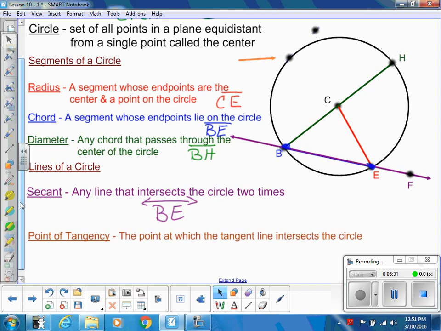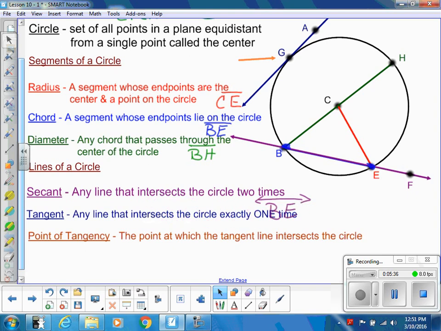The other type of line we have is a tangent line. A tangent line is any line that hits the circle exactly one time. For example, look at the line AG that popped up. It's basically like if you took a spaghetti noodle before you cook it and laid it on top of a basketball. It's not going to cut through the basketball like a secant would. It's just going to lay on top.